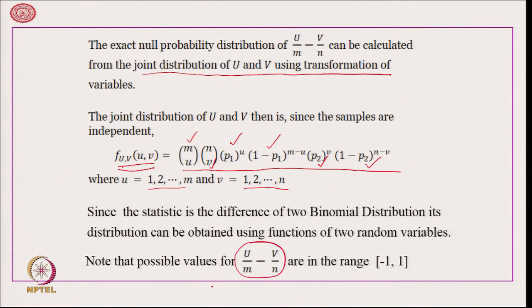This is going to be between minus 1 to plus 1, because u by m can take values 0 to 1. This will be 0 corresponding to 0 and this will be 1 corresponding to m. In fact, they can take the value 0 also. So, let me write that. Therefore, u by m can take the value 0 to 1, and similarly v by n can also take the value between 0 to 1, and therefore, this statistic can be in the range minus 1 to plus 1.